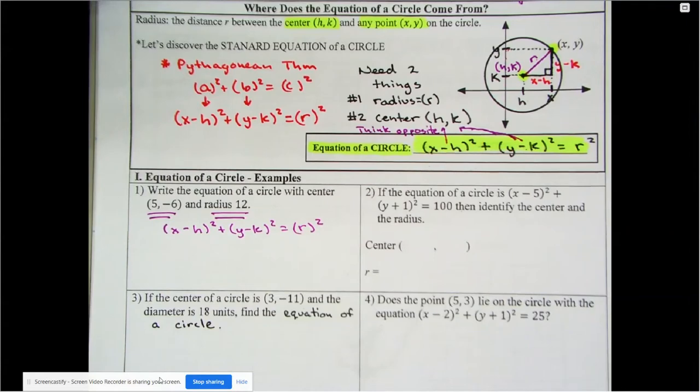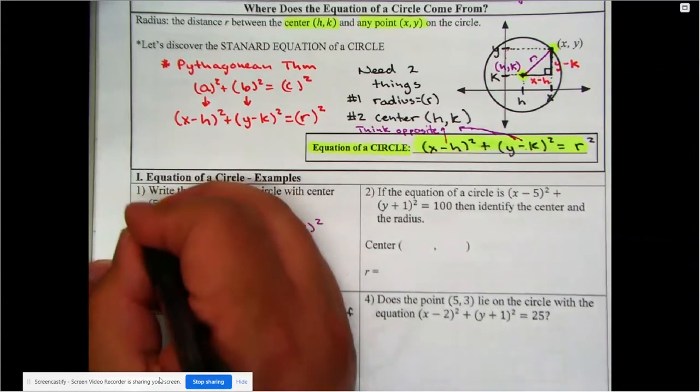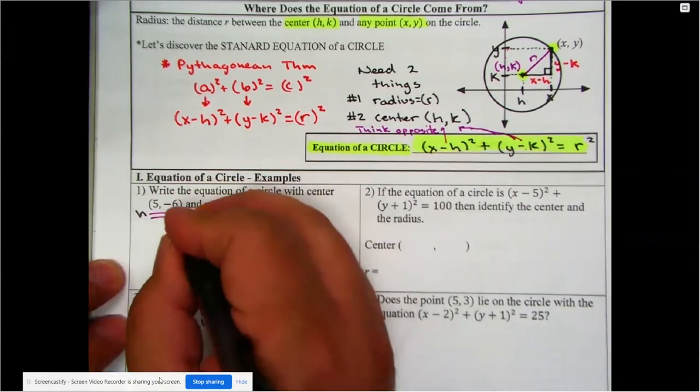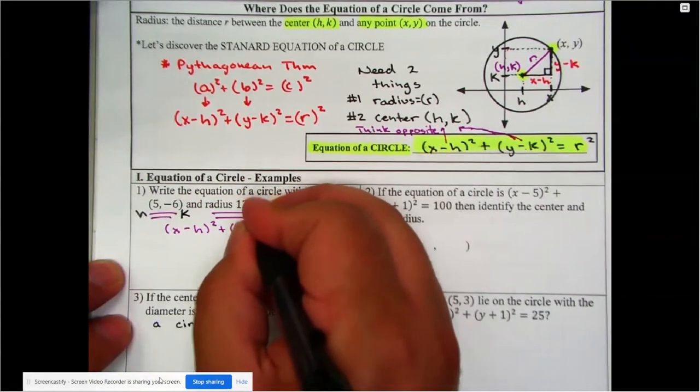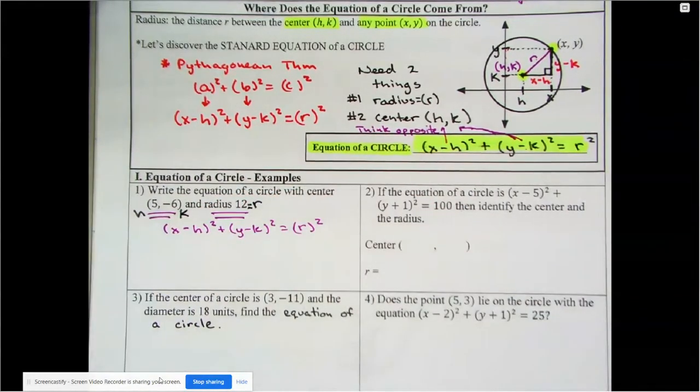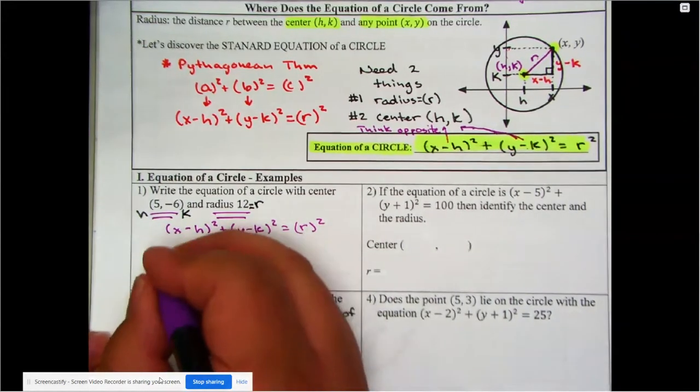Well, I need to know what my h, my k, and my r are. Well, there's my h, there's my k, and there's the r. So I do have everything. Now, this is where you have to be careful. Look at how we set it up.